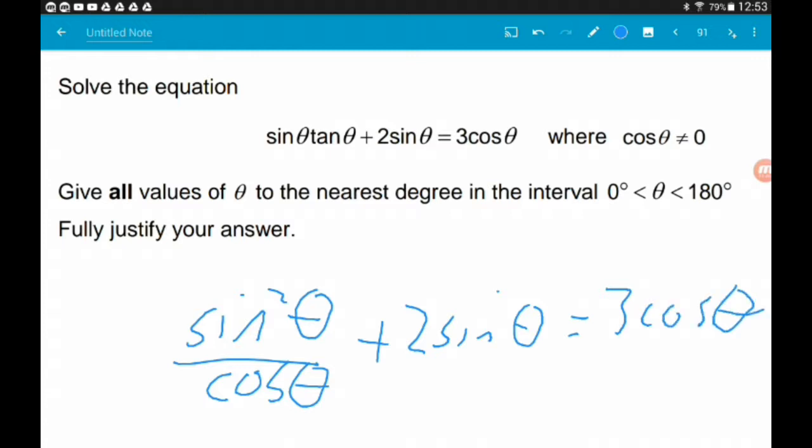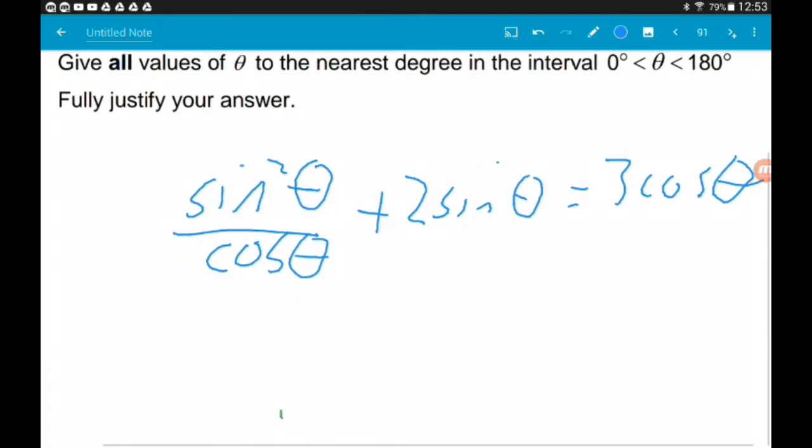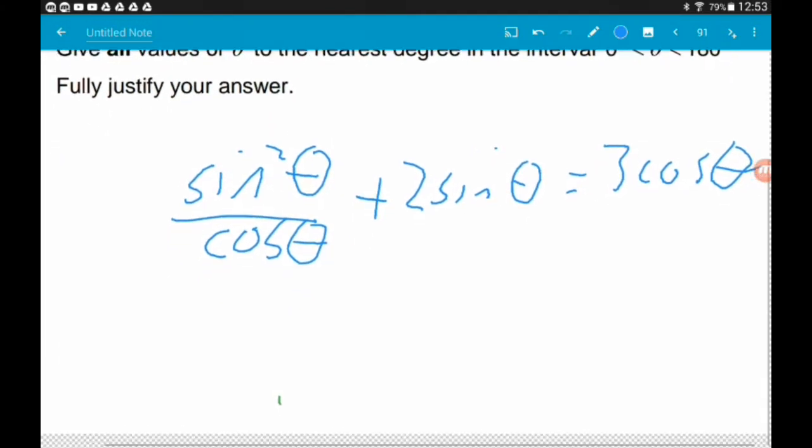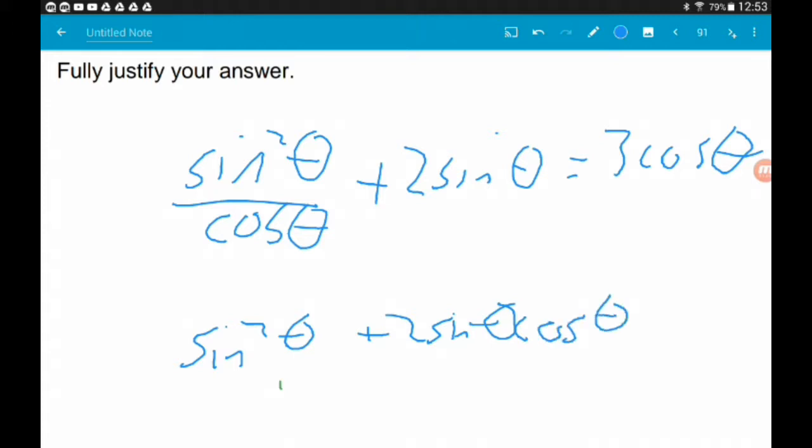So then I thought, well, let's multiply through by cos of theta, but that gave me a problem. I got sine squared of theta plus 2 sine theta cos theta equals 3 cos squared theta on the right hand side, but by then I knew I had a problem because we've now got this sine theta cos theta term in the middle.